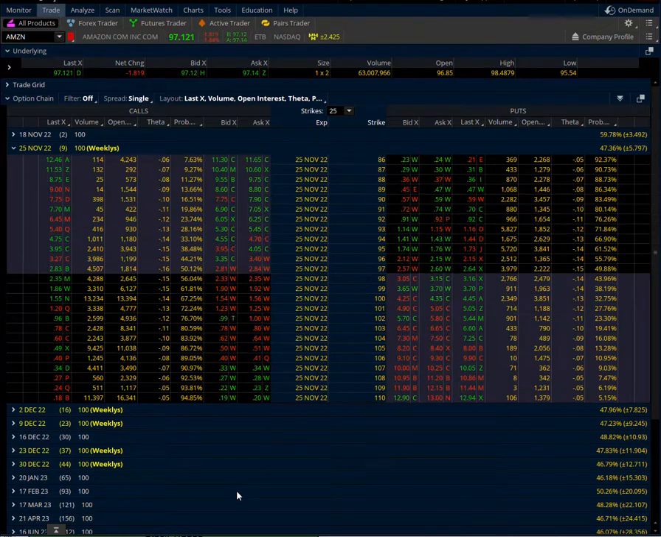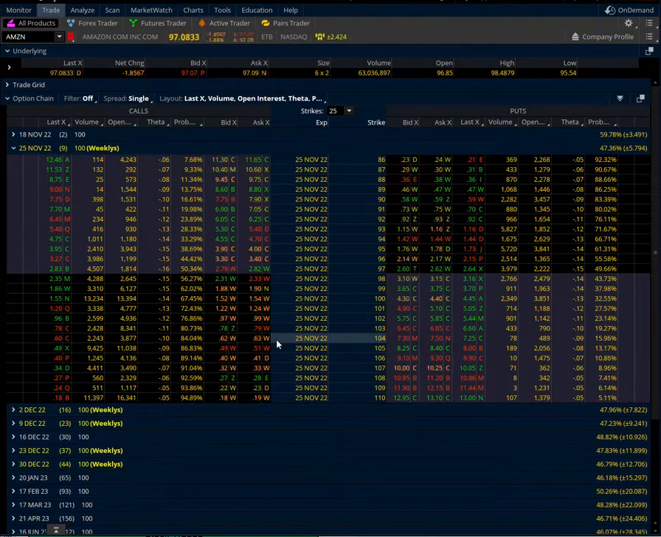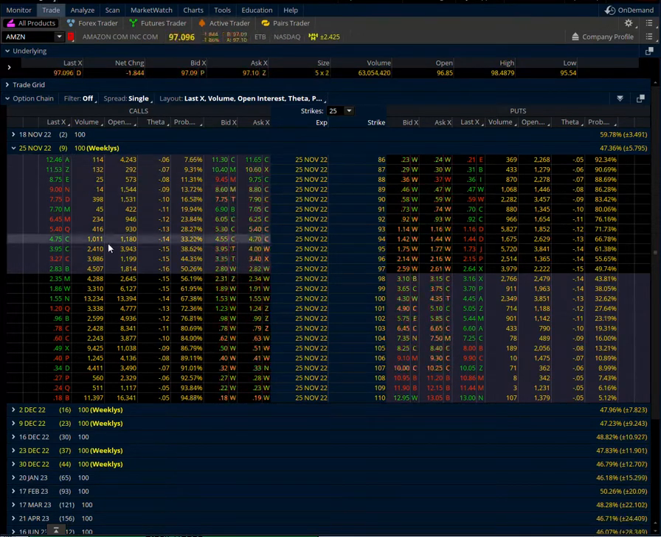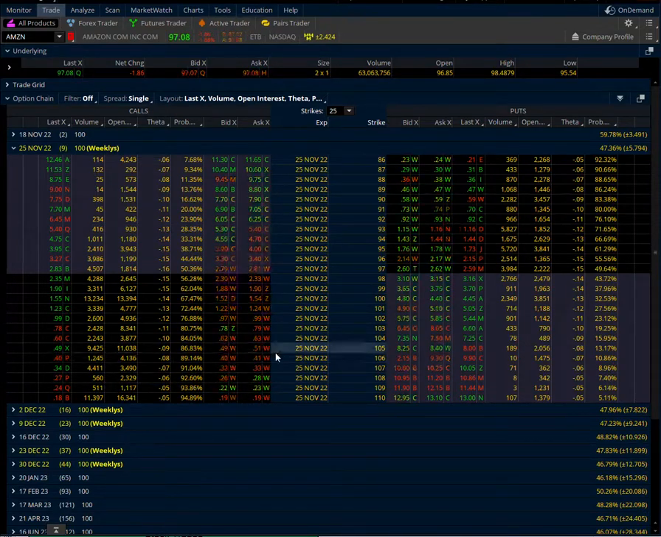Okay. Now I'm jumping out to November 25th expiration, and you can see that there's more premium in these options. And the reason why is because there's more time to expiration. There's 9.5 days to go. There's good volume and there's good open interest, and the bid-ask spreads are tight.